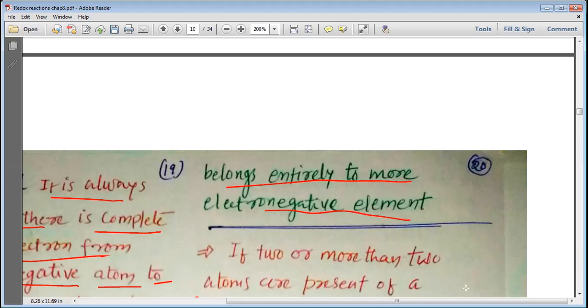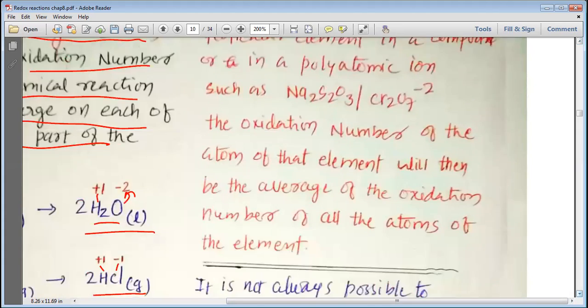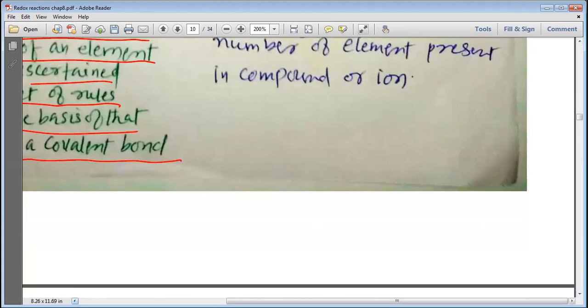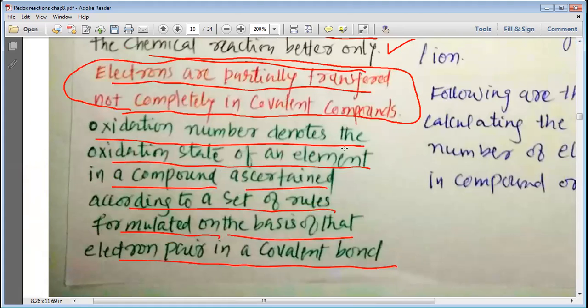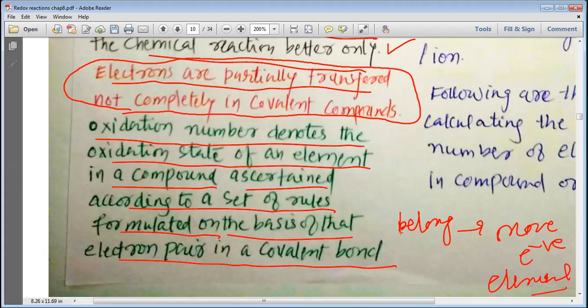Let me read it once again for you, my dear students. Oxidation number denotes the oxidation state of an element in a compound ascertained according to the set of rules formulated on the basis that the electron pair in a covalent compound belongs to the more electronegative element. It belongs to the more electronegative element. Now let us understand it word by word.